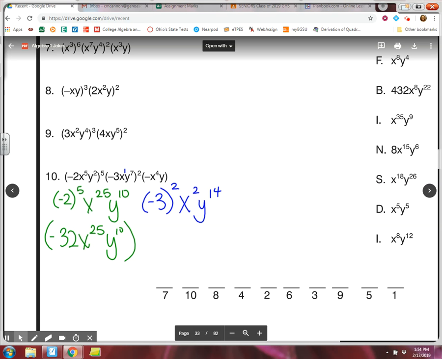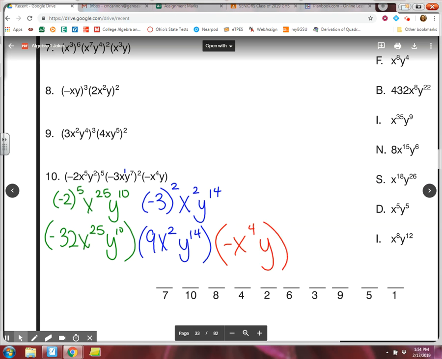Tyler's on a roll over there today. Everybody else doing okay? Yeah? What is -3 squared? It is just 9. Now, folks, is there an outside power on the last parentheses? No, so you're just going to drop it down.